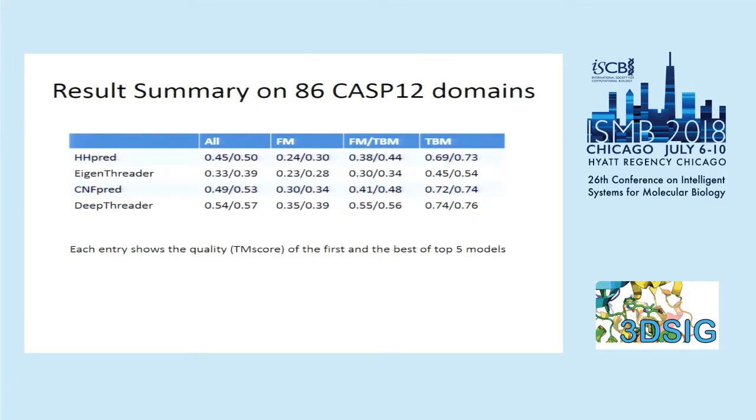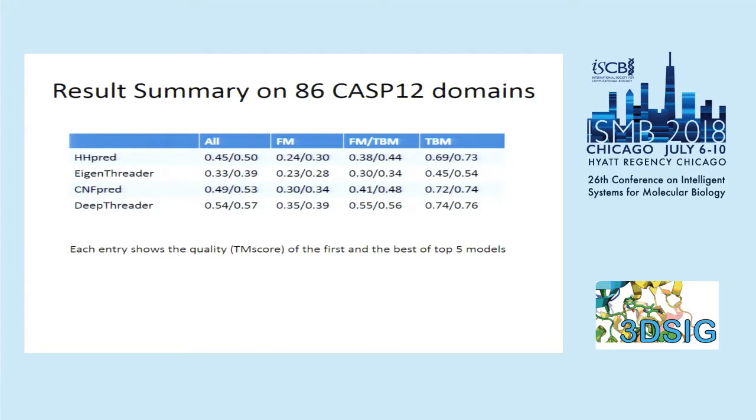And here I just use this table to summarize our results on CASP12 targets. CASP split all the CASP domains into 3 categories. The first one is free modeling, which is the hardest targets. And then there is template-based modeling, which is the easy targets. And this category just has a medium difficulty. So we look at the performance on these 3 different CASP target categories, and we also compare HHpred, CNFpred, and our DeepThreader method.